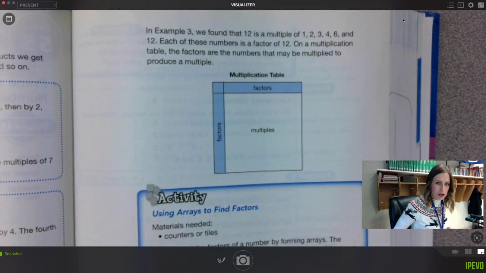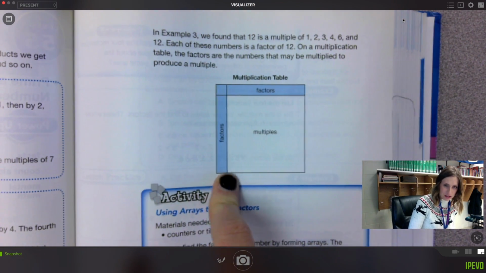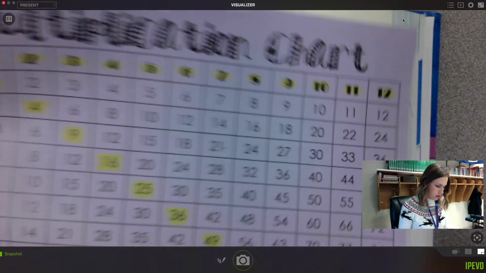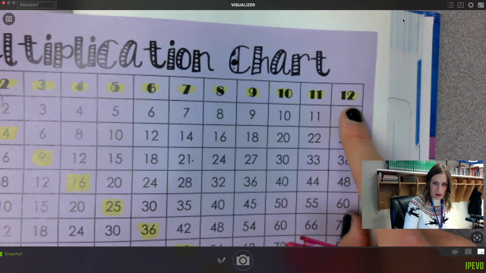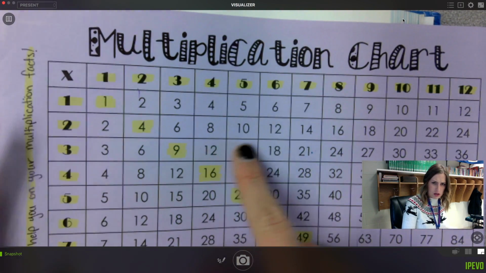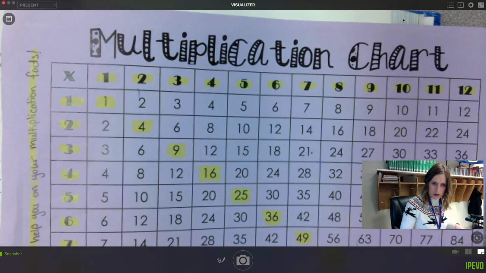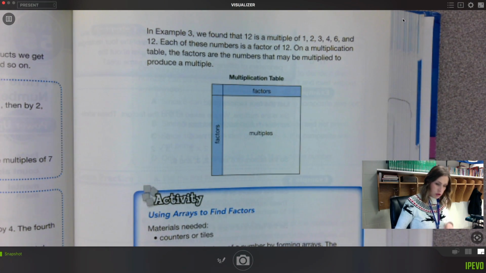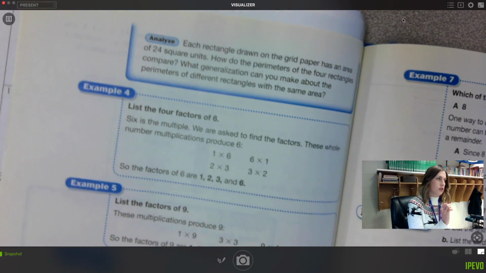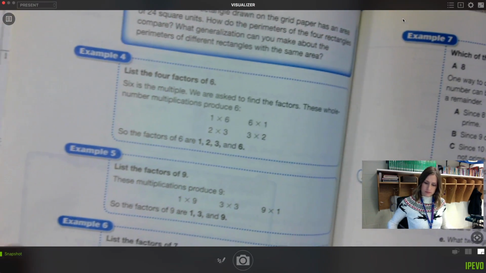Now, if you think about your multiplication table, the numbers at the top and on the side, those are called our factors. What you get in the middle is your multiples. So, the factors of 12 are 12 and 1, 6 and 2, and 3 and 4. All right, so if we're finding the factors of a number, we're finding numbers smaller than 12. If we're finding the multiples of 12, we're finding numbers bigger than 12.